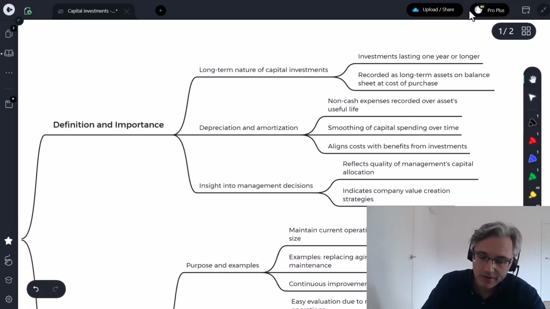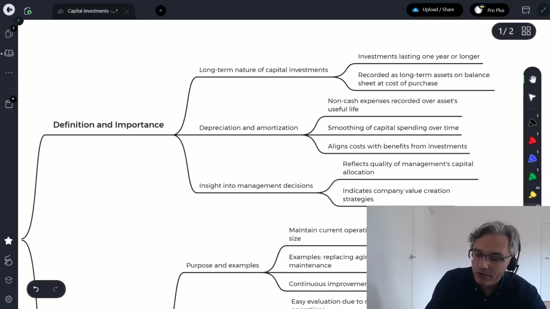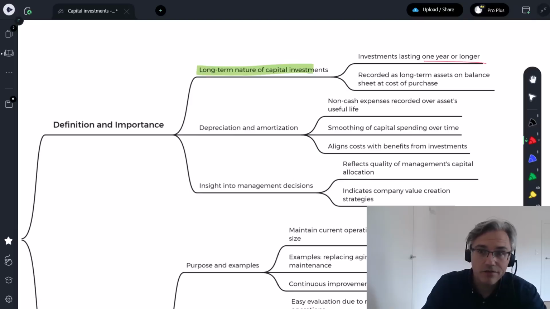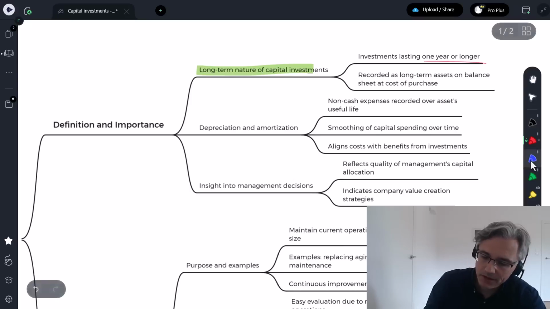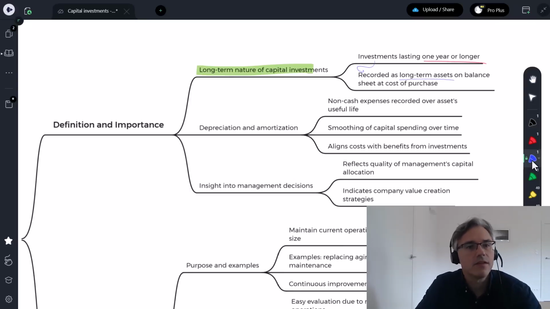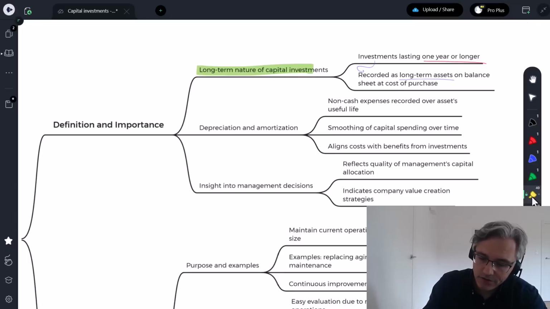What are capital investments? Capital investments or capital projects are investments that essentially are of a long-term nature. So the typical definition is that they should have a life of 1 year or longer to classify as capital investments. And they will typically get recorded as long-lived assets on the company's balance sheet, under assets, at the cost of purchase, the price paid.